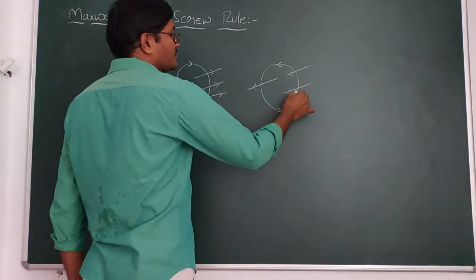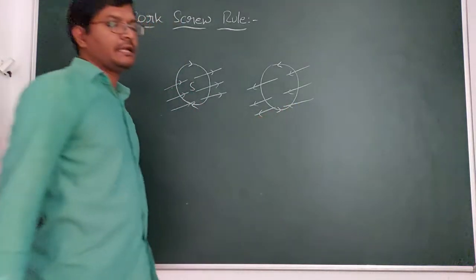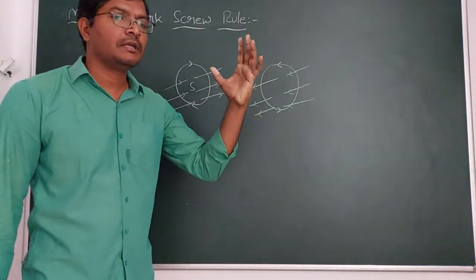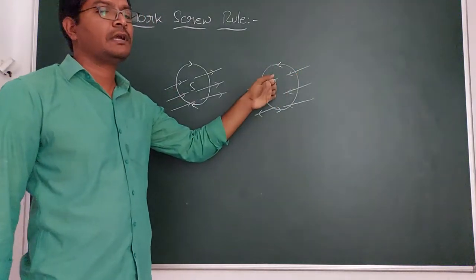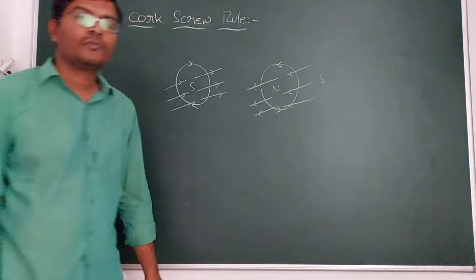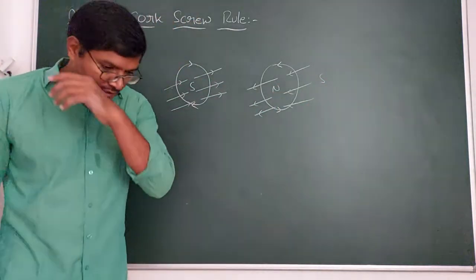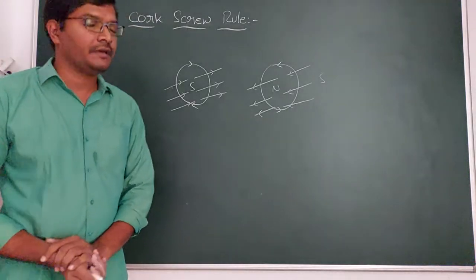The screw comes out of the board. If you rotate in the anti-clockwise direction, it comes outward. So here the other side is the south pole, and the face of the coil that I am seeing appears as a north pole. Okay, so this is another rule to find out the direction of the magnetic field.